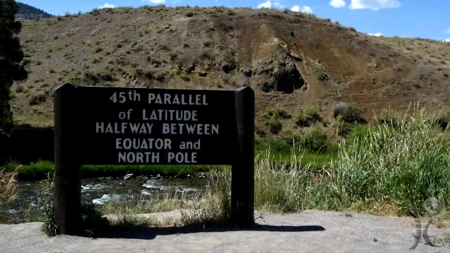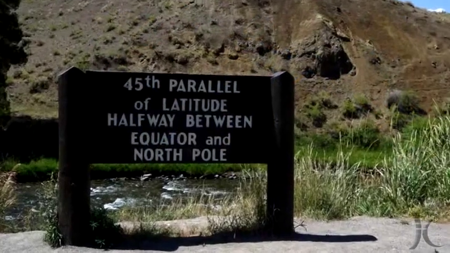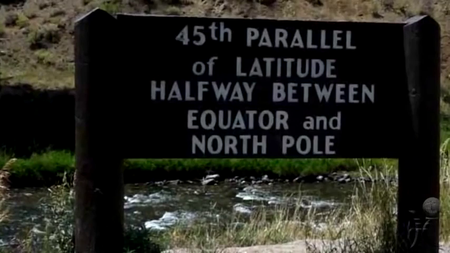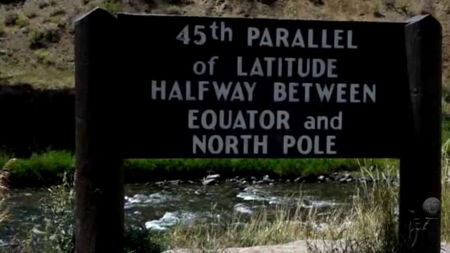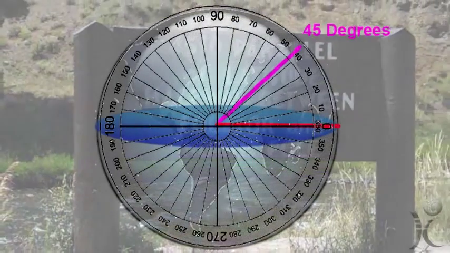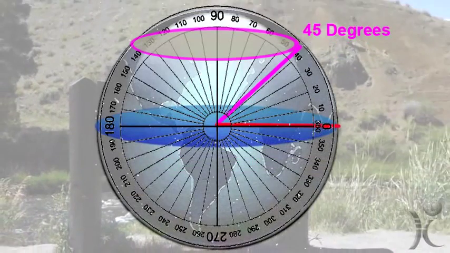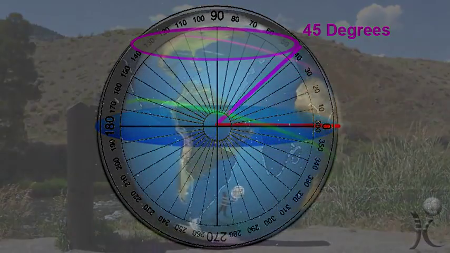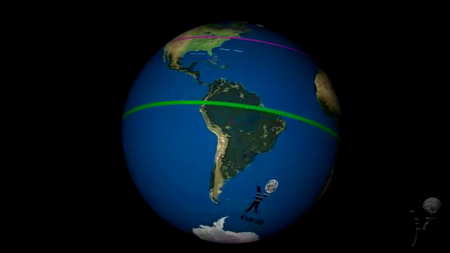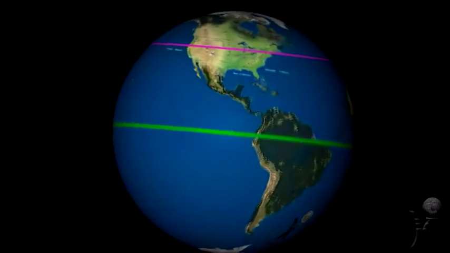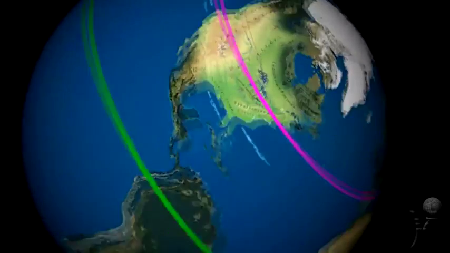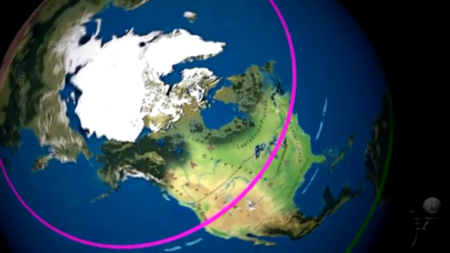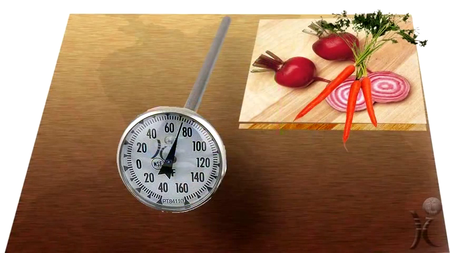If you travel to Yellowstone National Park in North America, between Gardner, Montana and Mammoth Hot Springs, you may come across this sign that says you're at the 45th parallel of latitude, halfway between the equator and the North Pole. If we look at the 45th parallel of latitude superimposed on a globe, we can see indeed it is halfway between the equator and the North Pole. What other communities or cities lie halfway between the equator and the North Pole?